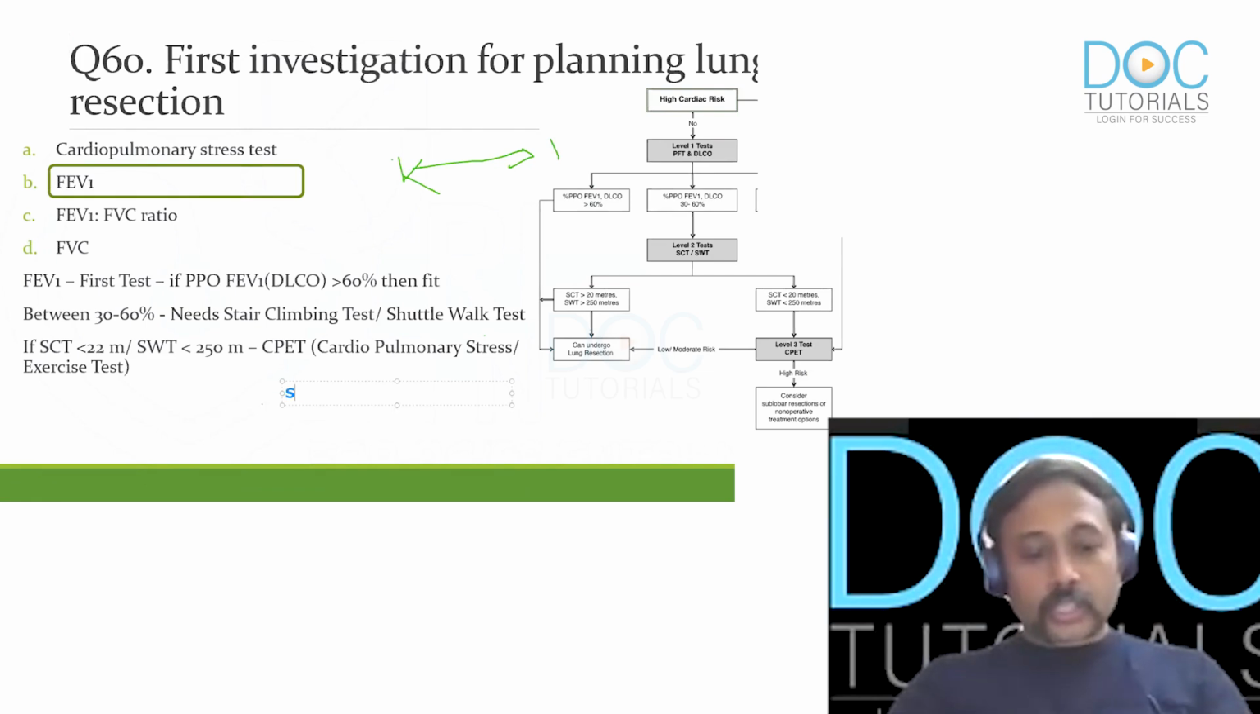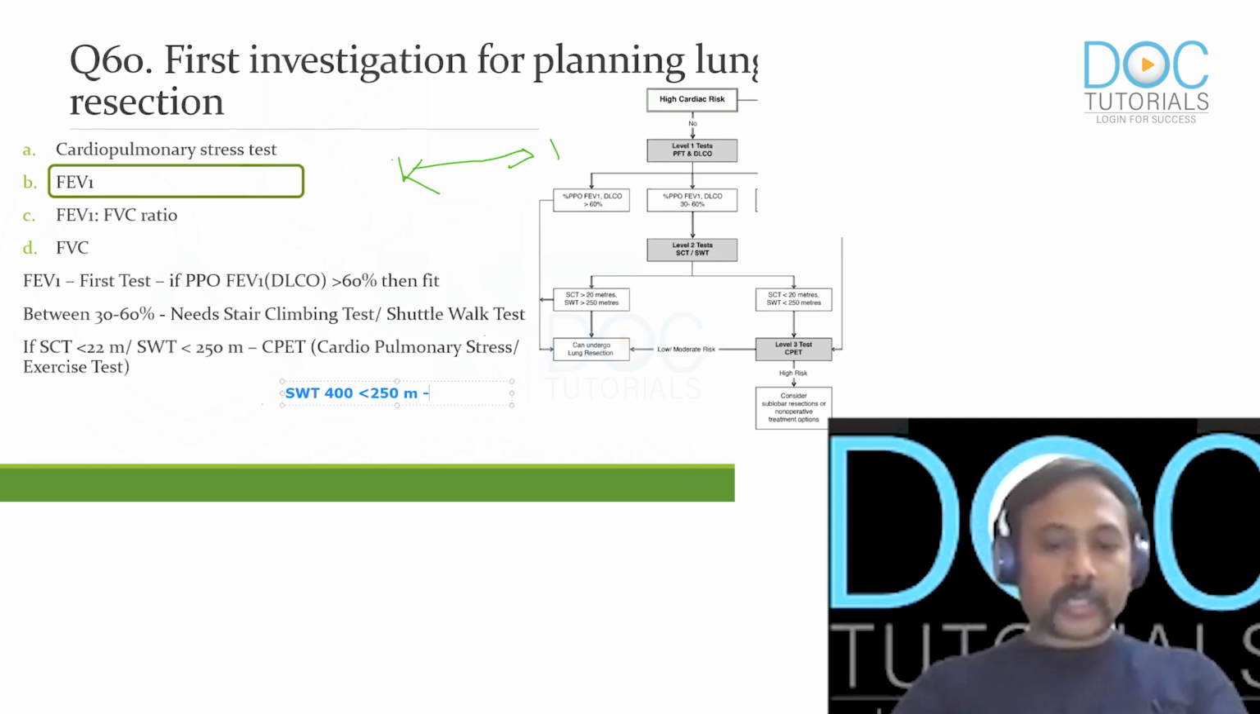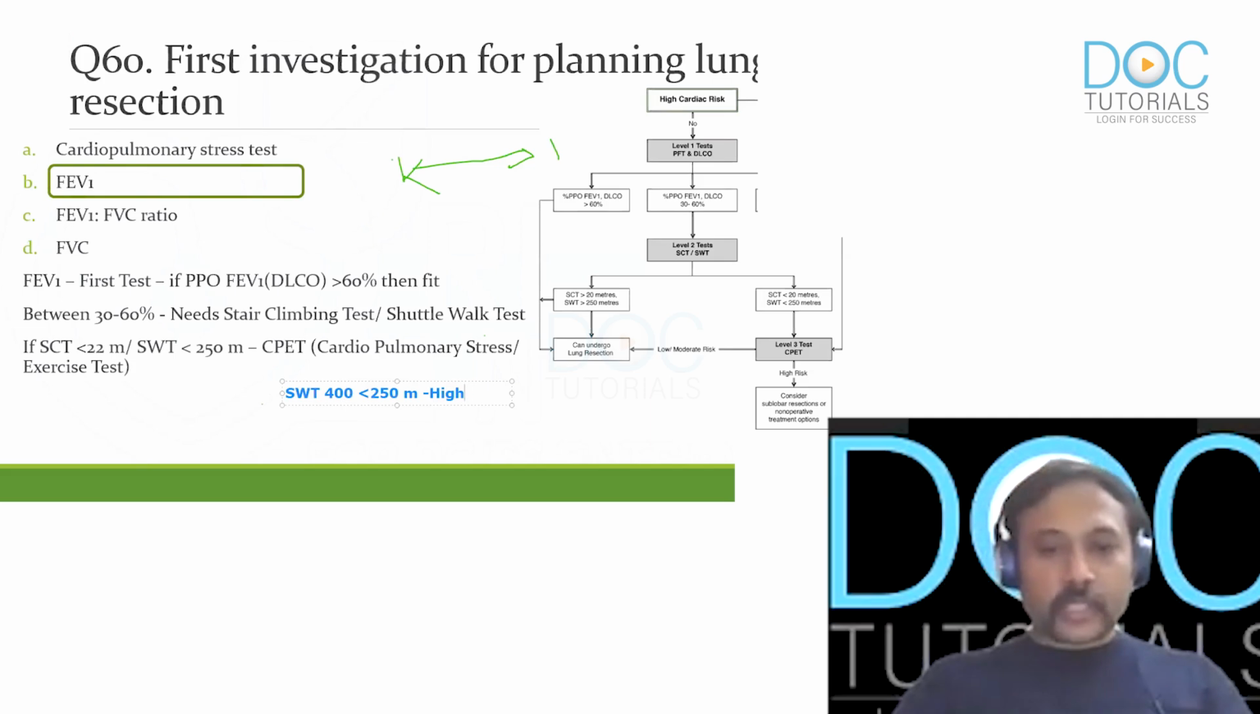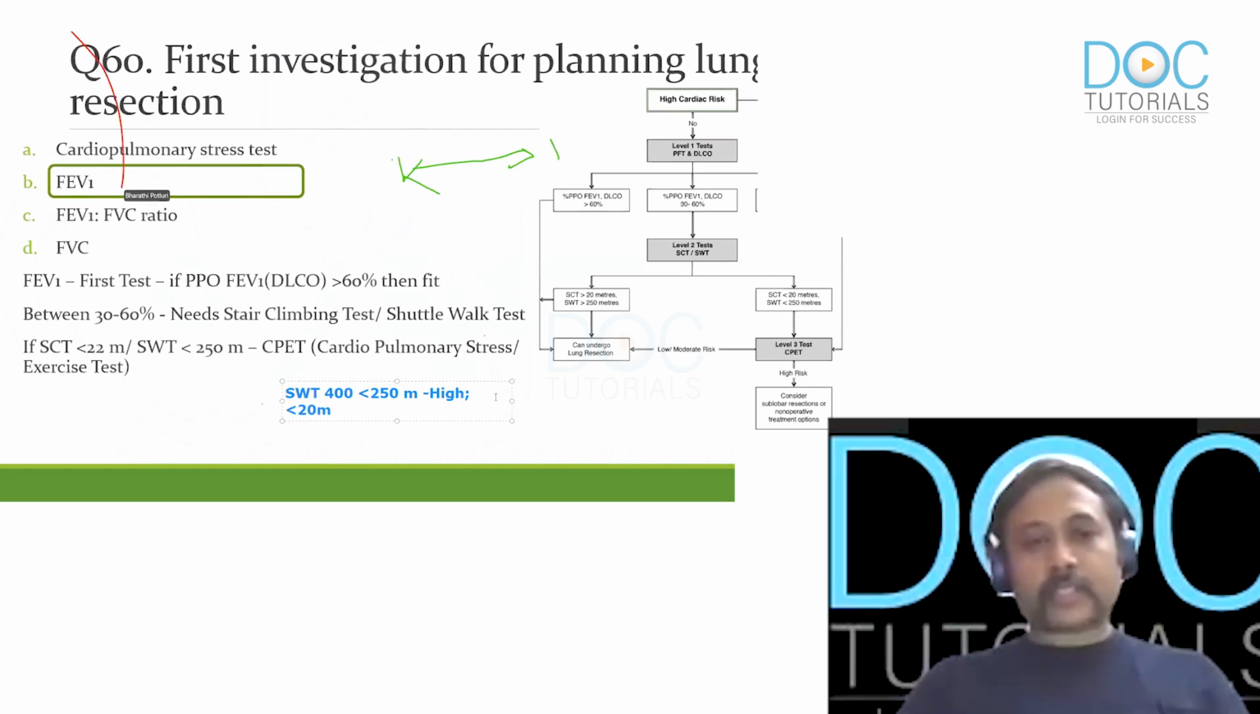So in your shuttle walk test, the answer is roughly 400 meters, but if the patient walks less than 250 meters, that is going to be a high risk. So when the value is less than 250, or less than 20 or 22 meters in your stair climbing test, it depends on the number of stairs. If you have a value of less than 20 meters, in such scenarios you will have to plan for the next level of testing, which is your cardiopulmonary exercise testing. Okay, so simple scenario, my friends.